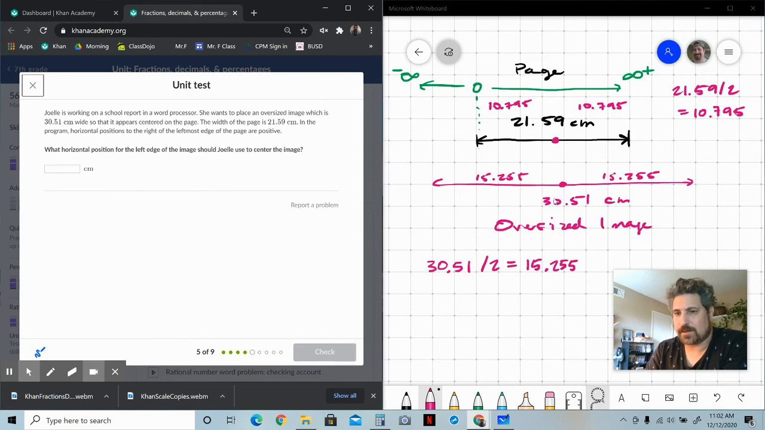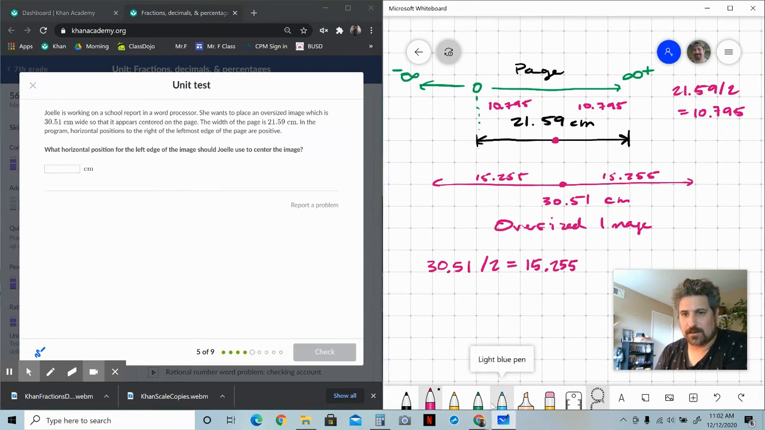Well, we know that the center of the image itself is 30.51, the length of the image cut in half, which is 15.255 on the left and 15.255 on the right. We know if we take the page and cut it in half, which is 21.59 centimeters cut in half, that would be 10.795 on the left and 10.795 on the right. So what you're really looking for, as far as I can tell, is this distance here, right? How far negative do you have to go, in the negative direction, so that it appears this larger image is centered on the page when you mount it?